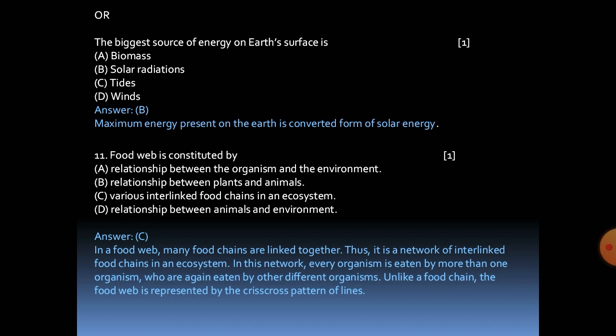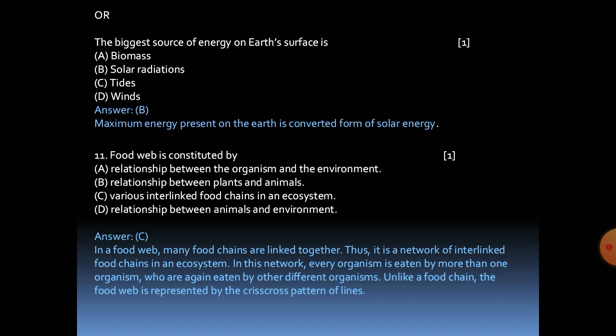11th question is, food web is constituted by: relationship between the organism and the environment, relationship between plants and animals, various interlinked food chains in an ecosystem, relationship between animals and environment. The correct answer will be option C, various interlinked food chains in an ecosystem.